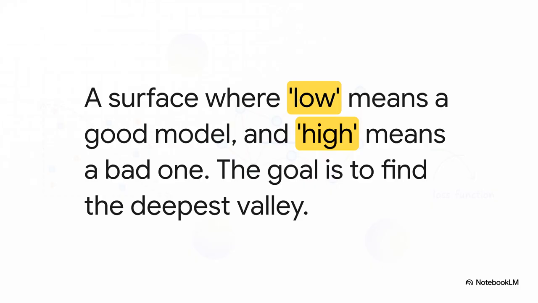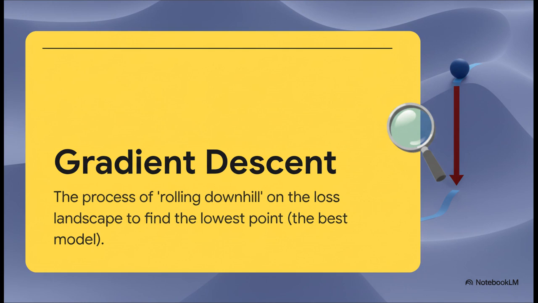So try to imagine every possible guess your model could make. We can actually plot the badness, that's the loss, for every single one of those guesses. What you get is a surface, a landscape, where the lowest values correspond to the best possible models. So learning is really just navigating this landscape. The most common way to do this is with an algorithm called gradient descent. It just calculates the slope right where it is and then takes a tiny step in the steepest downward direction. It's this simple, powerful engine of just rolling downhill to find the best answer.